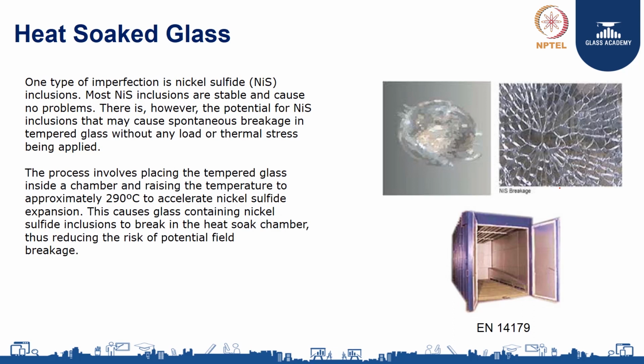When this particle is kept at 290 degrees in the chamber for a particular period, you allow the nickel sulfate to expand from the alpha to the beta stage. It changes the phase of the nickel sulfate. This happens only in tempered glass. Heat strengthened glass has less compressive strength compared to tempered glass, whereas compared to annealed glass, it is twice the strength.